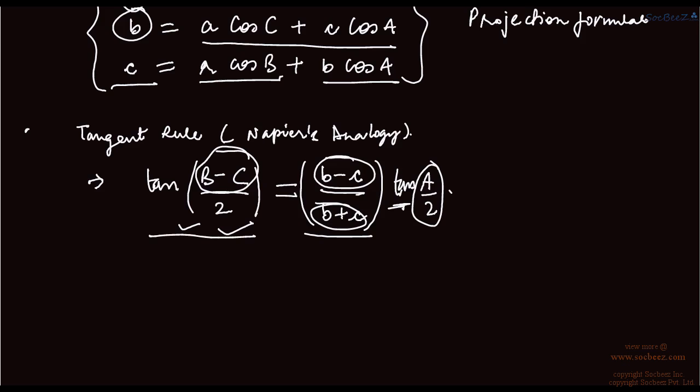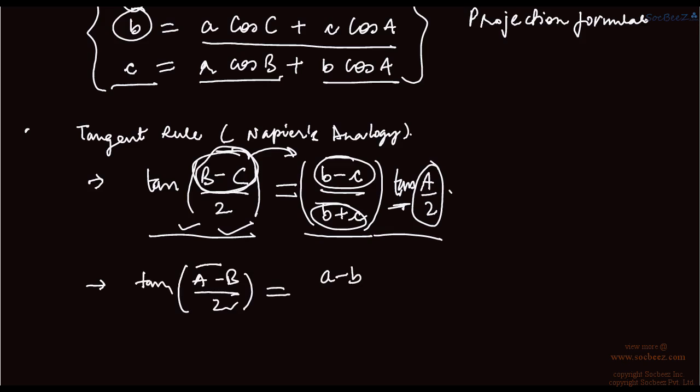Tan of (B minus C) by 2 is equal to (b minus c) upon (b plus c) into tan of A by 2. Similarly, you can write, let's just use one of the three, tan of (A minus B) by 2 will be (a minus b) upon (a plus b), because there is a minus b here. And tan of C by 2, because a and b are included, so there will be a C in here.